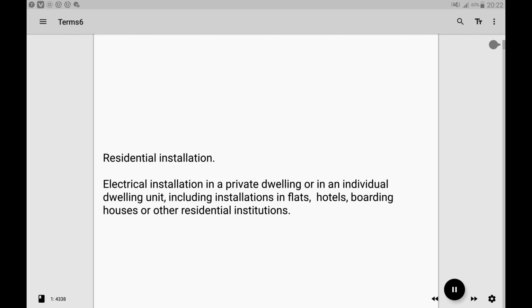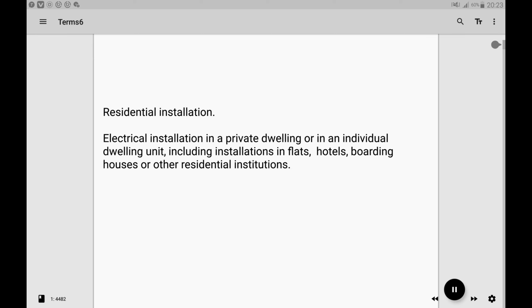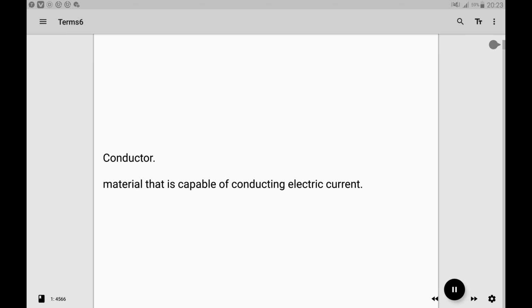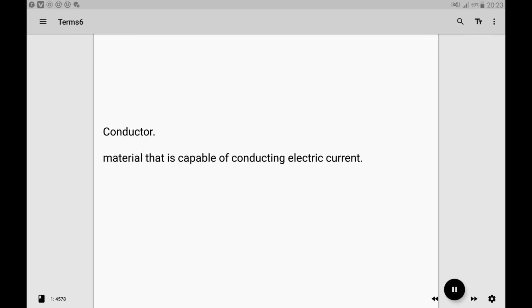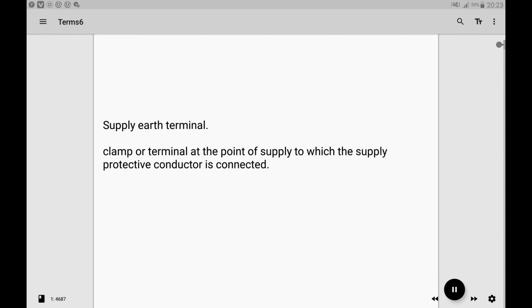Residential installation. Electrical installation in a private dwelling or in an individual dwelling unit, including installations in flats, hotels, boarding houses or other residential institutions. Conductor. Material that is capable of conducting electric current. Supply earth terminal. Clamp or terminal at the point of supply to which the supply protective conductor is connected.